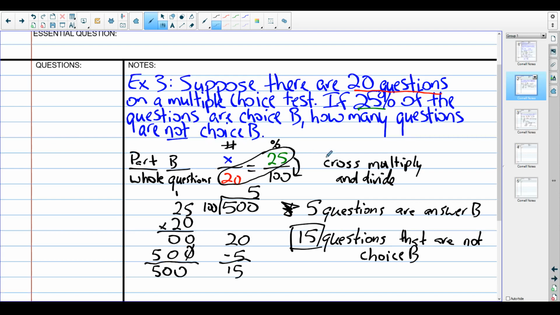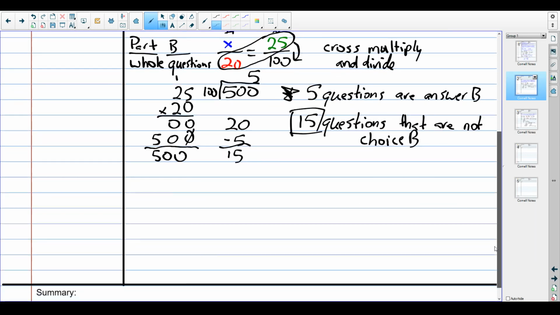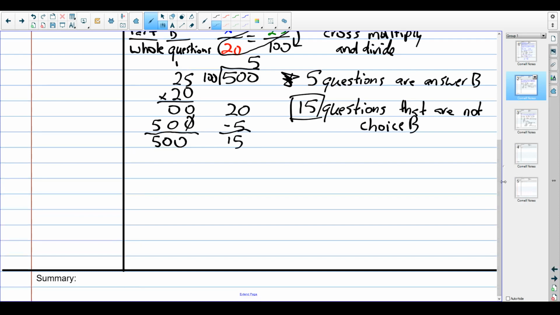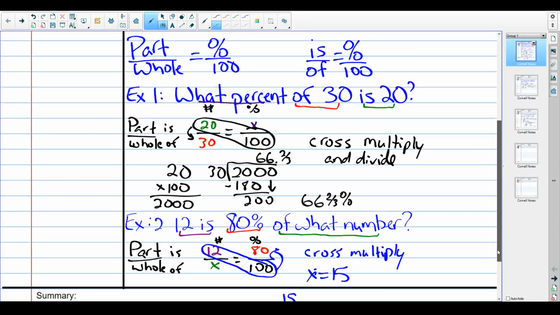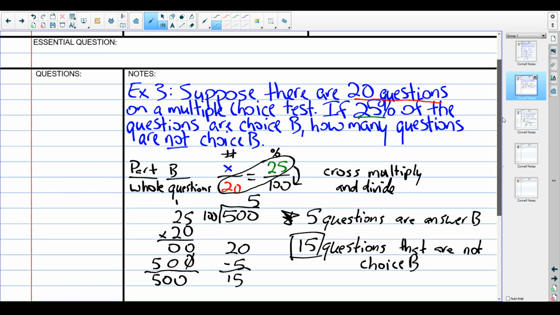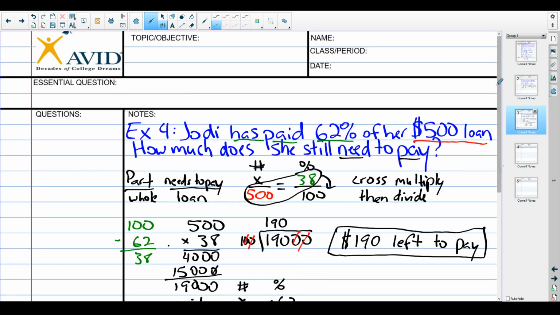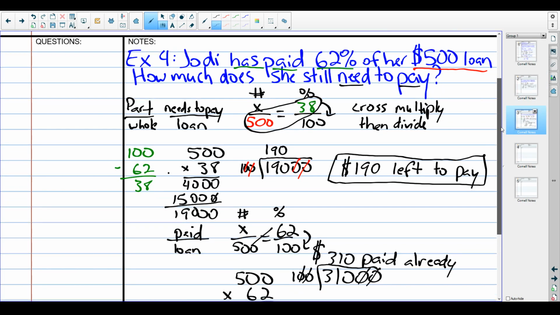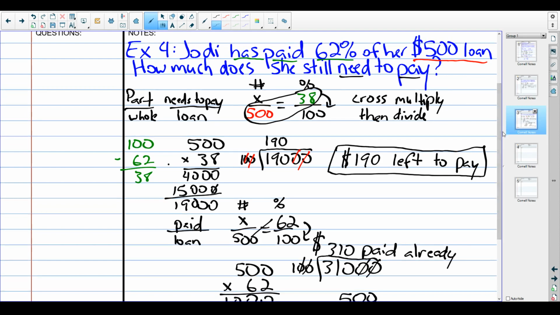Okie dokie. Any other questions? Are we good? Can we go take our nap? How many? There are 4 examples. 2 easy ones. And then the one about question B, or answer B. And then our loan question. And then there's plenty more at school at some point.